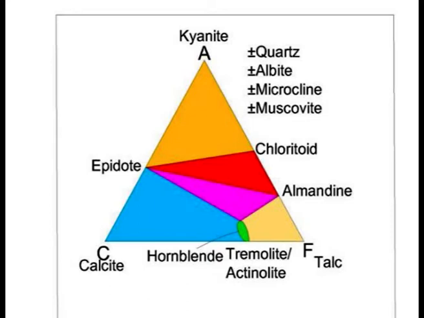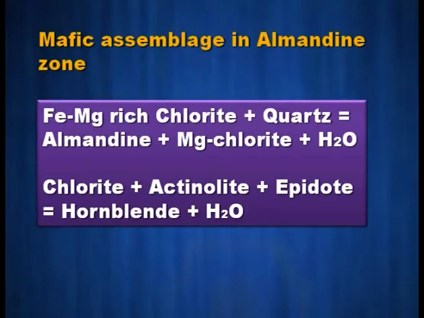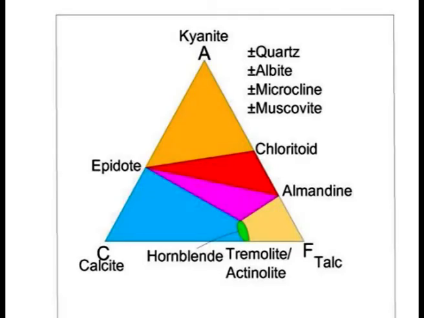Mafic and basic assemblage in almandine zone. During the almandine zone of Greenschist facies, almandine-rich garnet and hornblende appear for the first time by the following reactions. Fe-Mg chlorite plus quartz give rise to almandine plus Mg chlorite plus water; chlorite plus actinolite plus epidote give rise to hornblende plus water. We can observe the following mafic/basic assemblages with the help of ACF diagram.